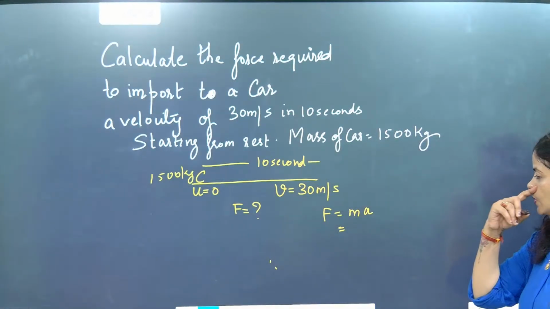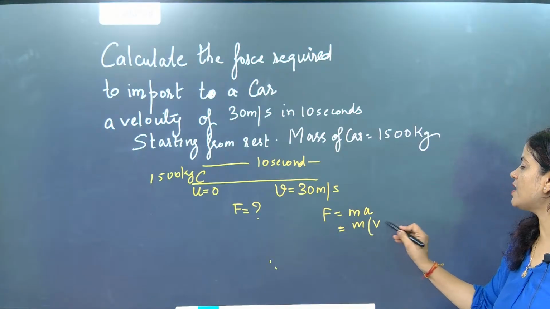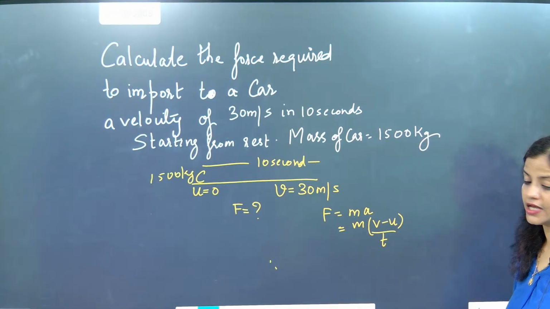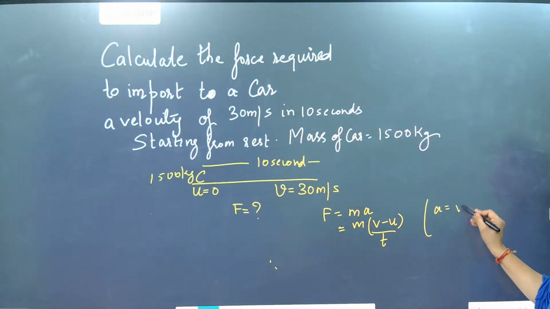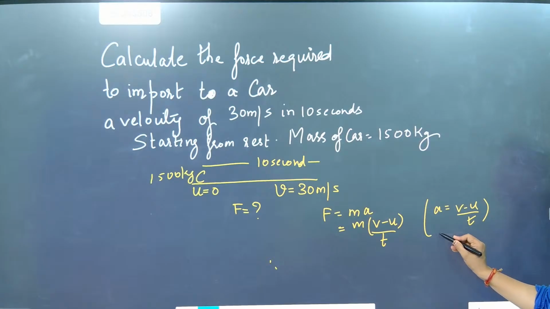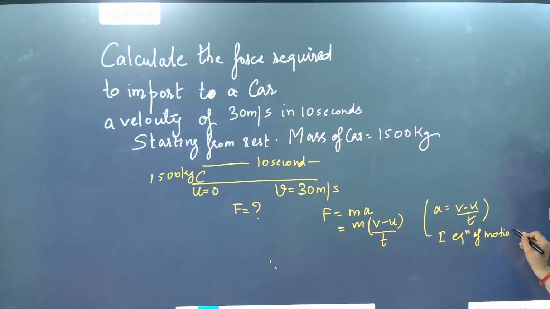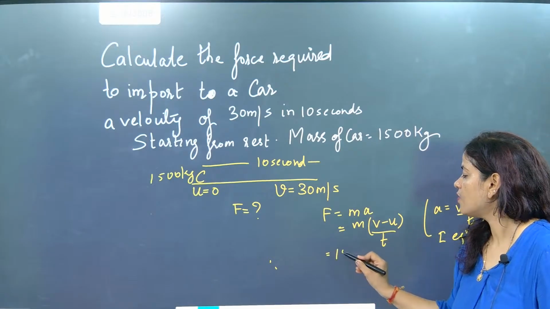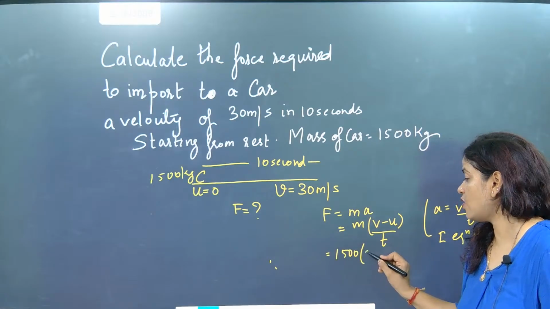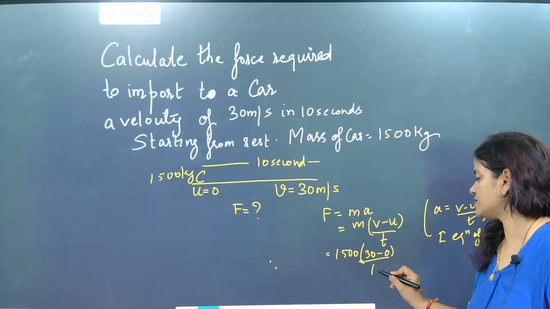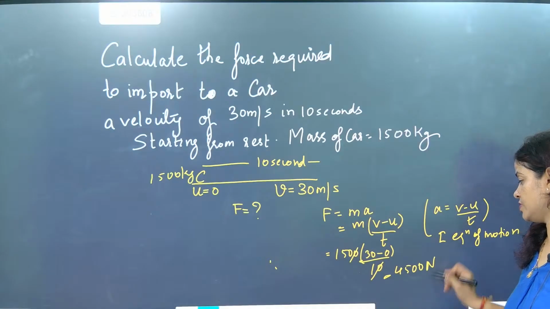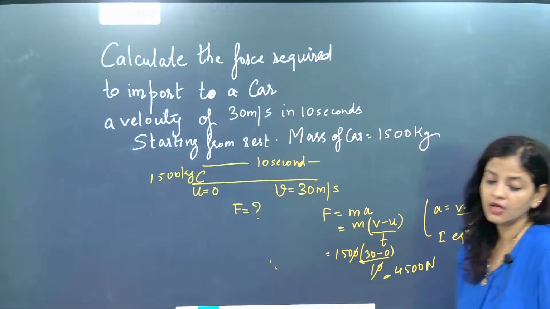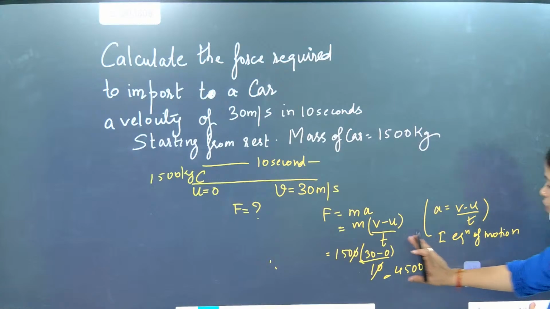Now let's see. For mass and acceleration, another formula is what, beta? a = (v minus u) by t, using the first equation of motion. Which equation of motion is it? First equation of motion. Understood? So now directly we will substitute 1500, and v is how much, beta? 30 minus 0. It is coming as 4500 Newton.